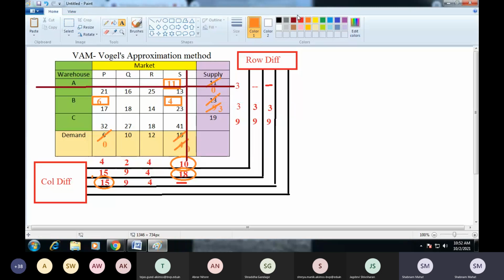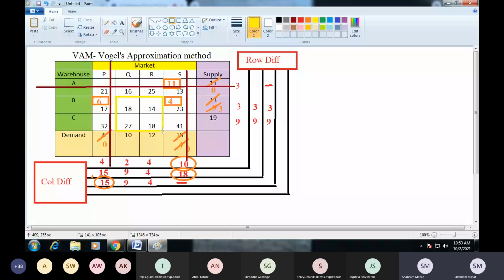So as you know, when we fulfill the total demand for market P, its demand is now 0. So you have to remove market P from our further calculation, further consideration. So I put one line over here. Now check your remaining part. Where is my remaining part? My remaining part is now that much only.